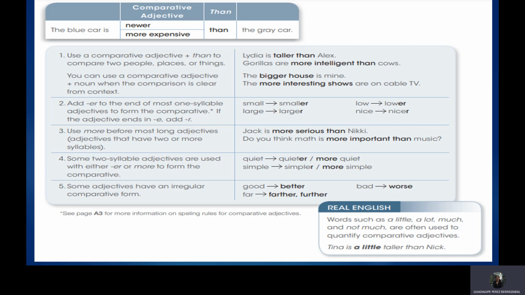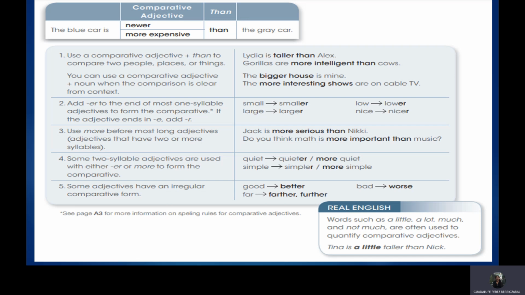So we use the word more before most long adjectives. So we are talking about adjectives that have two or more syllables. In this case, we have to use more, then the adjective, and then the expression than. For example, Jack is more serious than Nikki. Or the other example, do you think math is more important than music?